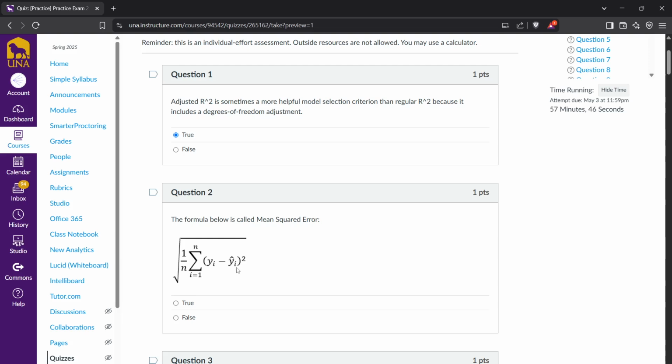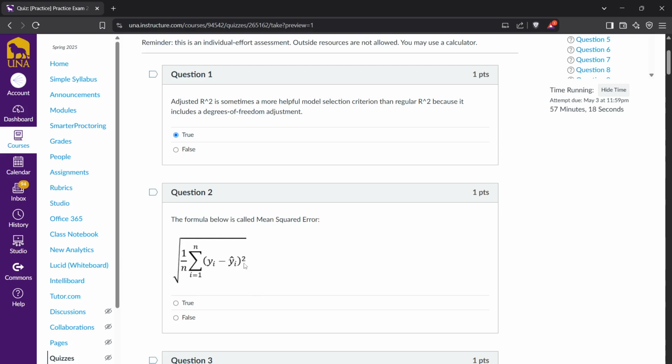It could be many different things, but yi hat is a little bit more complicated than, say, y bar, which would show up in the formula for the variance of y. Yi hat is going to incorporate some other sort of information that gives me a different fitted value for each observation, hence the subscript. Okay. So yi minus yi hat, that's my error. I square them, I add them up, I divide by how many there were, and sure enough, this part inside the radical looks like mean squared error.